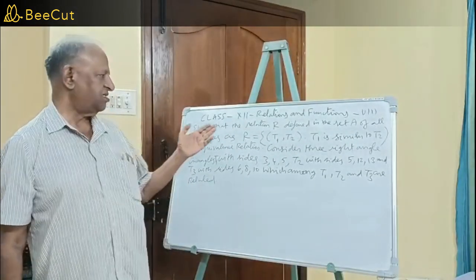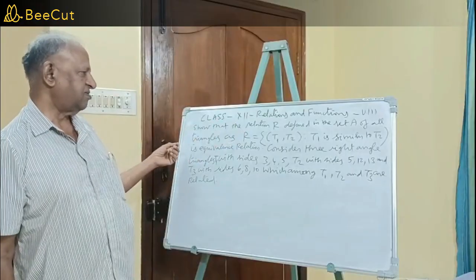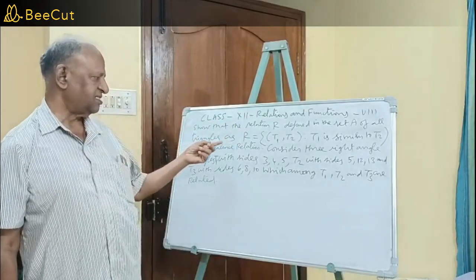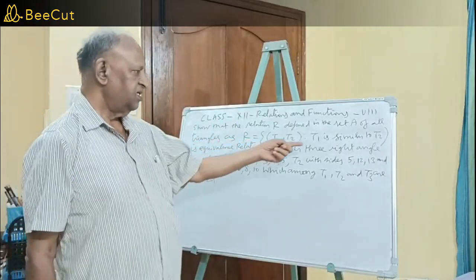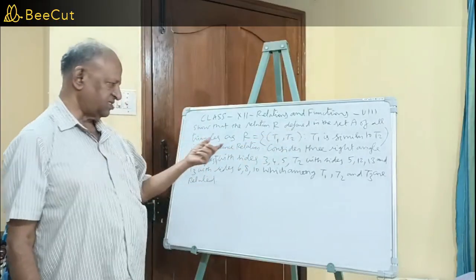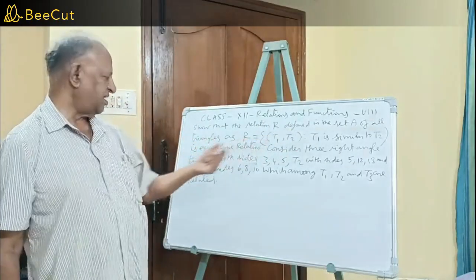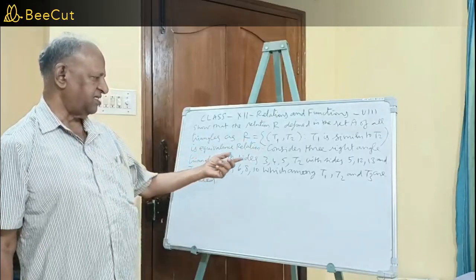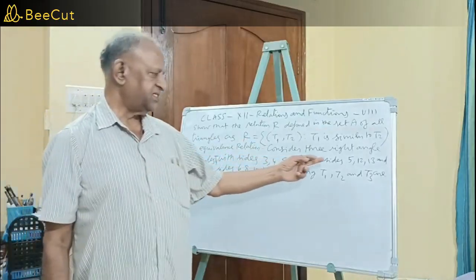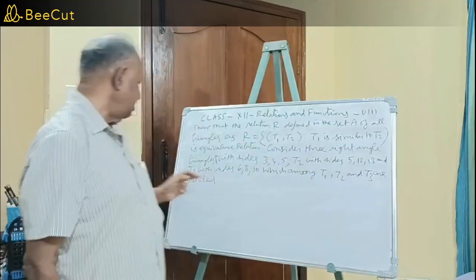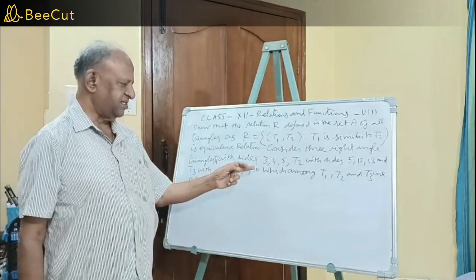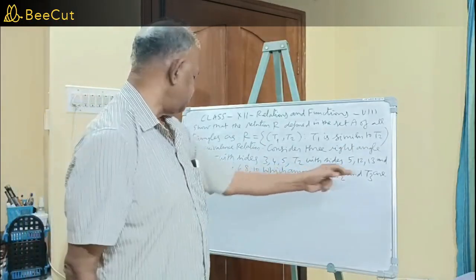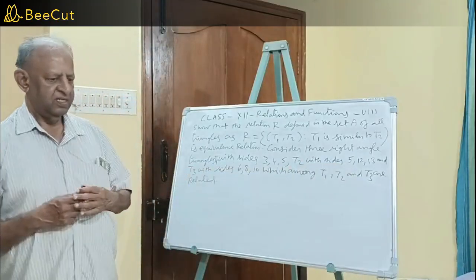Next sum is: show that the relation R defined in the set A of all triangles as R equal to (T1, T2), T1 is similar to T2, is an equivalence relation. Consider three right angle triangles, T1 with sides 3, 4, 5, T2 with sides 5, 12, 13 and T3 with sides 6, 8, 10. Which among T1, T2 and T3 are related?